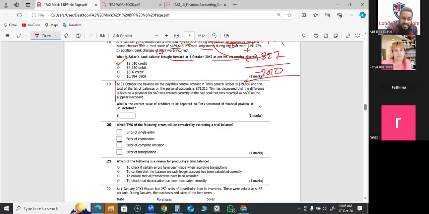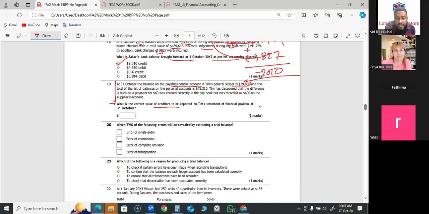Another question, 19. I'd like to read the scenario here. What is the correct value of the creditors to be reported on the team's statement of financial position? Basically, a trade payables or PLCA related question. A dodgy question, I would say. On 31st October, the balance on the payables control account in the team's general ledger. What do you mean by control account? You know, the total of all. It says 79,850. Okay, good.